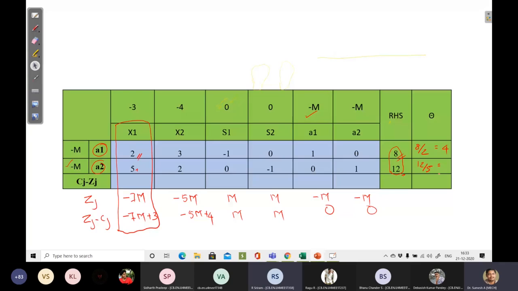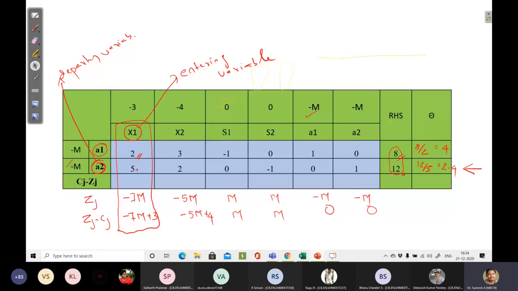So now which will be the key row? A2, sir. A2, yeah. So 0.4 is the minimum, so the entering variable will be x1. So x1 is your entering variable and A2 will be your departing variable. So now go for the next iteration.